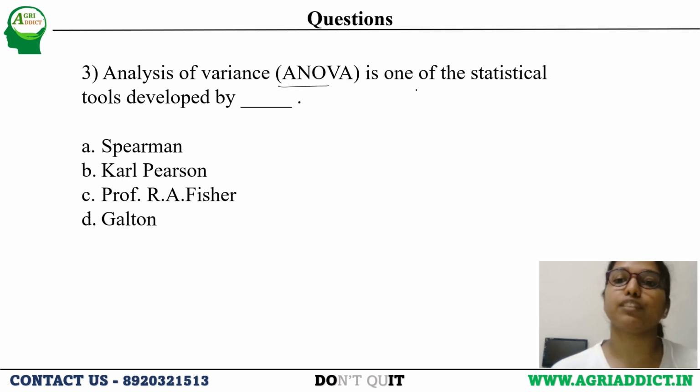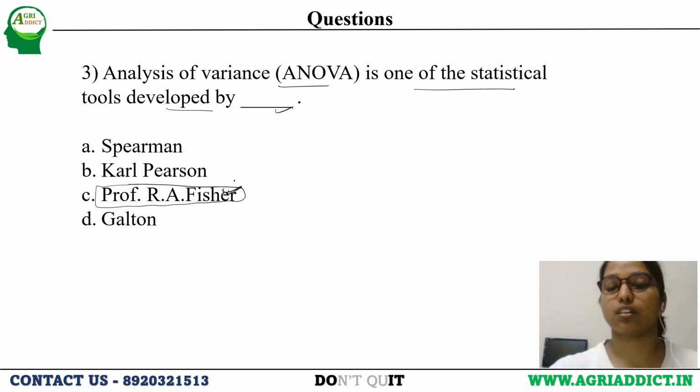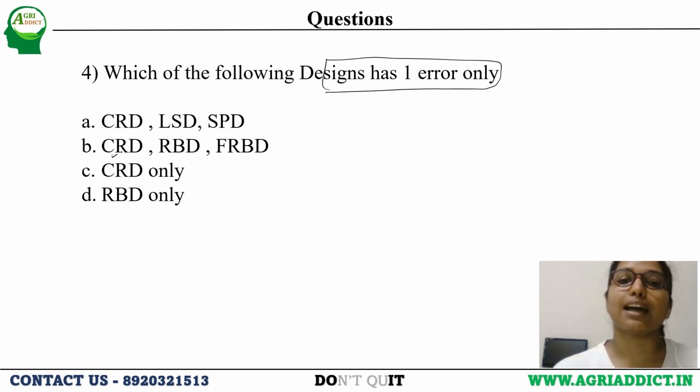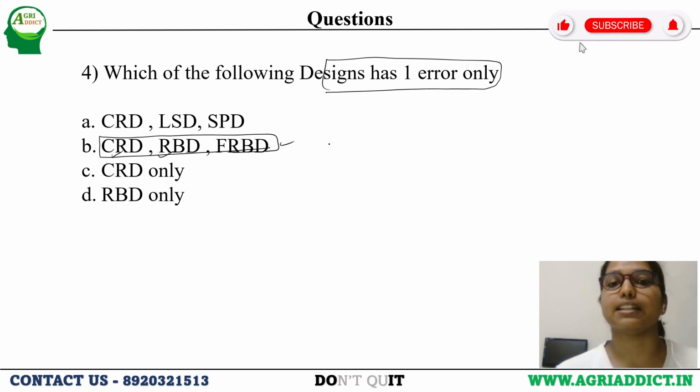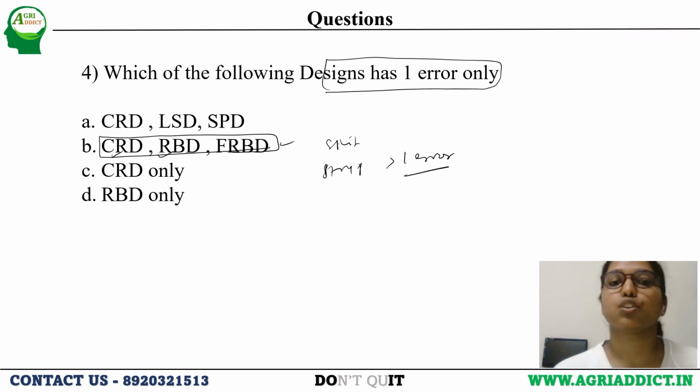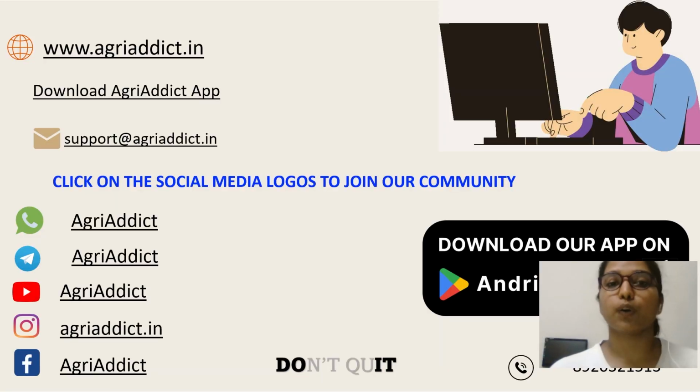Analysis of variance is one of the statistical tools developed by Dash, Spearman, Karl Pearson, Professor R. A. Fisher, or Galton. I told previously it is R. A. Fisher. Very important to remember it. Which of the following designs have one error only? So here CRD, RBD and FRBD have a single error. When we study other designs like split plot and strip plot, they have more than one error. Okay, so these are the three designs which have only one error. Okay, thank you so much.